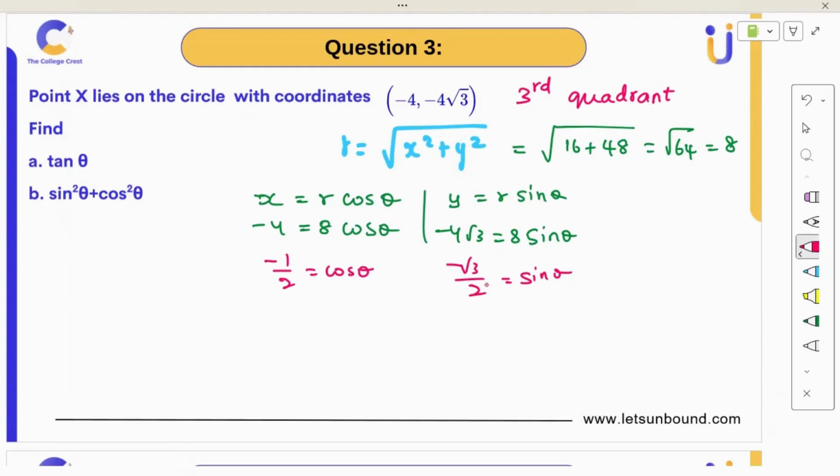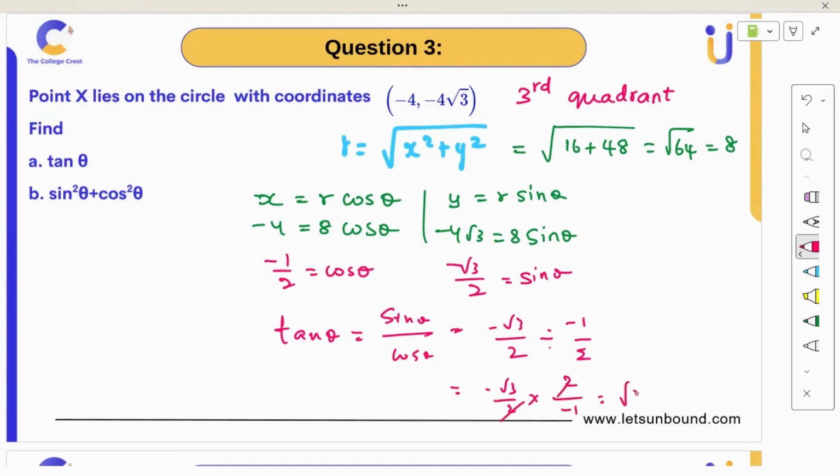So cos theta we have, sin theta we have, tan theta is what? Sin by cos. Right, sin is -√3/2, divided by -1/2. -√3/2 into 2 by -1, the 2s cancel, it's √3. Okay, so tan theta is √3.